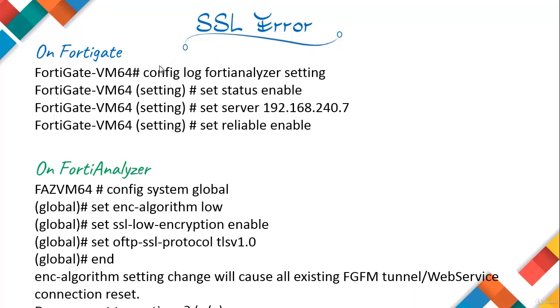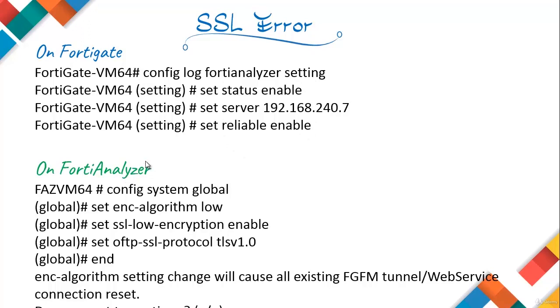On your FortiGate device, you need to enable logging onto FortiAnalyzer, which we have already done in the GUI. You just have to do it in command line if needed, like configure log fortianalyzer setting, set status enable, then set the IP address of the FortiAnalyzer and set reliable enable. This we have done through the GUI.